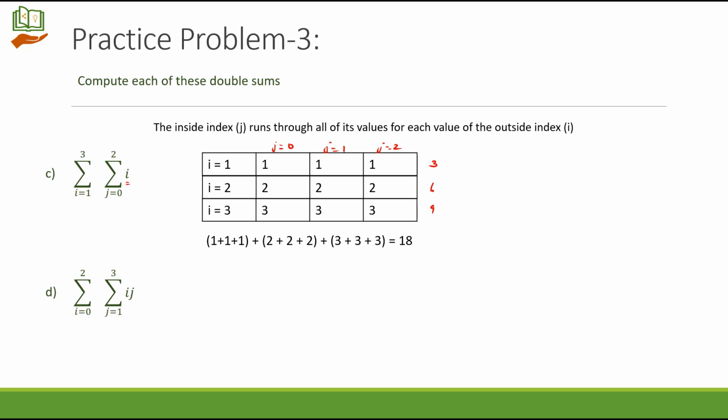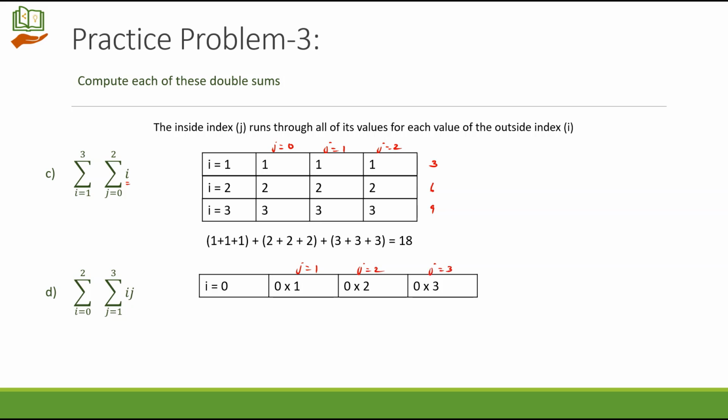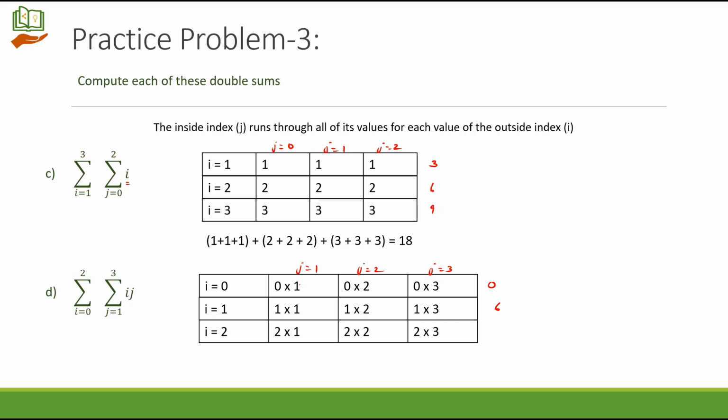Now you have j running from 1 to 3 in the fourth sum and i running from 0 to 2. So when i is equal to 0, so here it is 1, 2 and 3. Anything multiplied by 0 will give you 0 only. What about i is equal to 1? 1 into 1, 1 into 2 and 1 into 3. So 1 plus 2 plus 3 will give you 6. And what about i is equal to 2? 2 into 1, 2 into 2 and 2 into 3. Now 2 into 1 will give 2, 2 into 2 is 4, 2 into 3 is 6. Altogether you will have 12. So 0 plus 6 plus 12 will give you 18 here also.